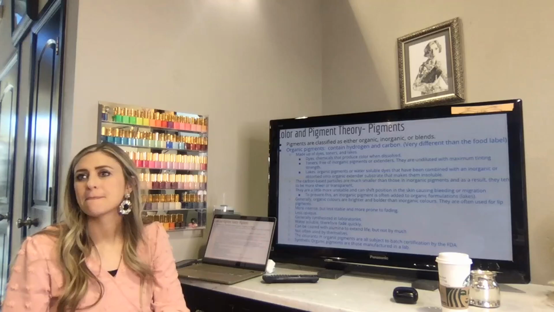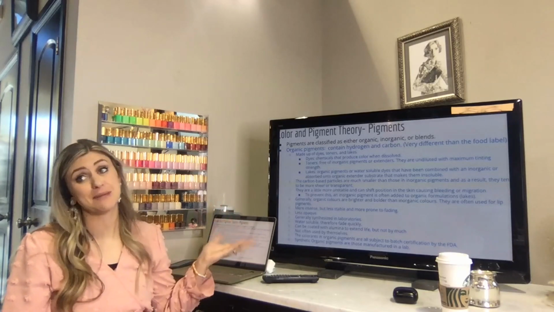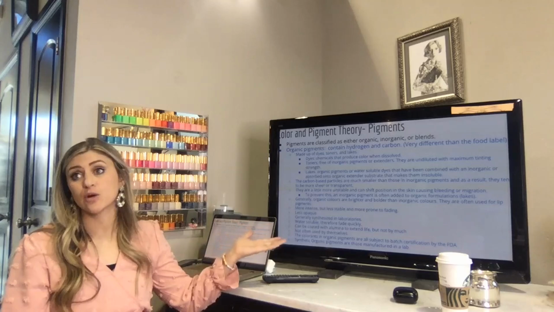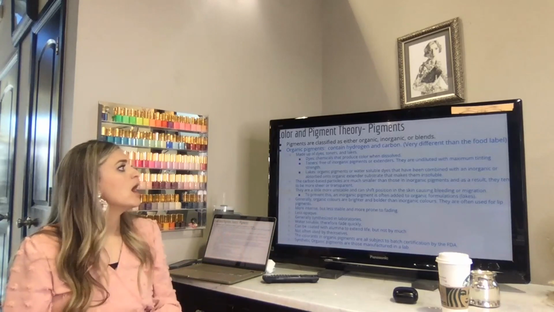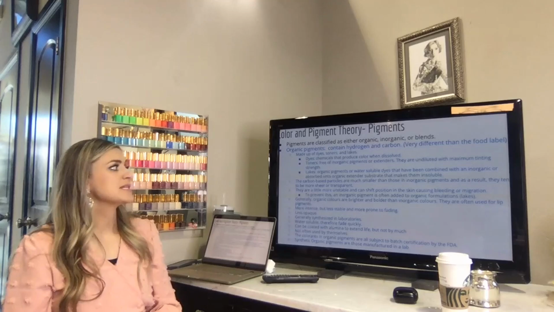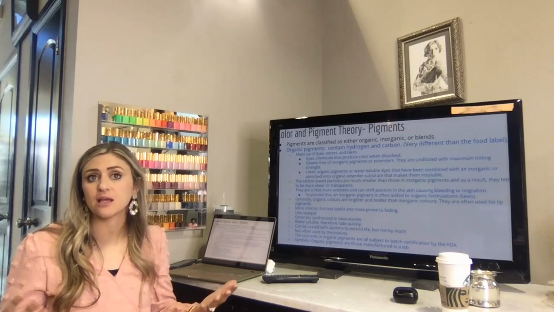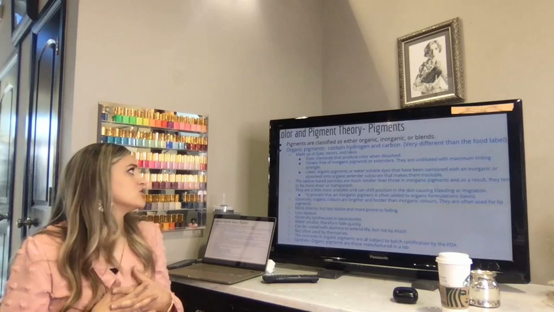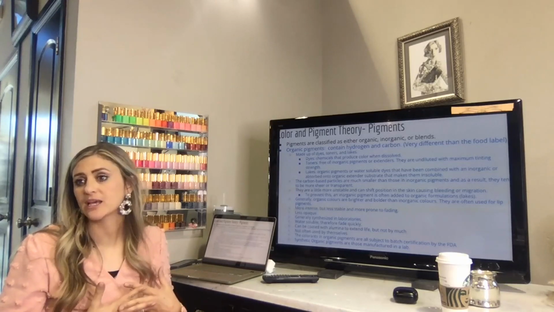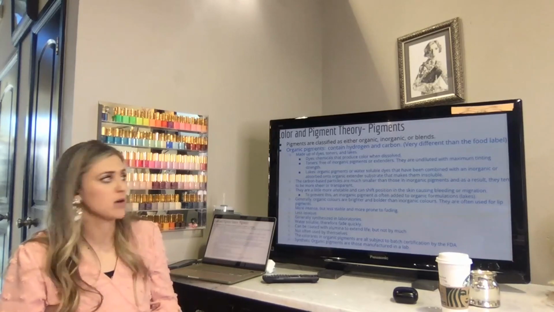That's it. That's all it means. And just because it says organic doesn't mean it's natural. You can still have an organic product that's made in a lab. So it just means hydrogen and carbon. Your test question might say something like, which pigments contain carbon? And you might have organic or inorganic as your options. So organic contains hydrogen and carbon.